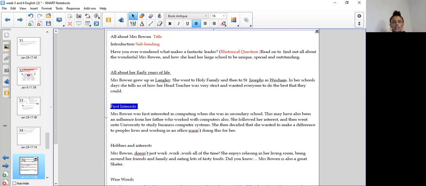First interest. So there's my subheading, which needs to be underlined. Mrs. Bowen was first interested in computing when she was in secondary school. This may have also been an influence from her father, who worked with computers also. She followed her interest and went on to university to study business computer systems. She then decided that she wanted to make a difference to people's lives, and working in an office wasn't doing this for her. So it's up to you if you want to change these sentences.